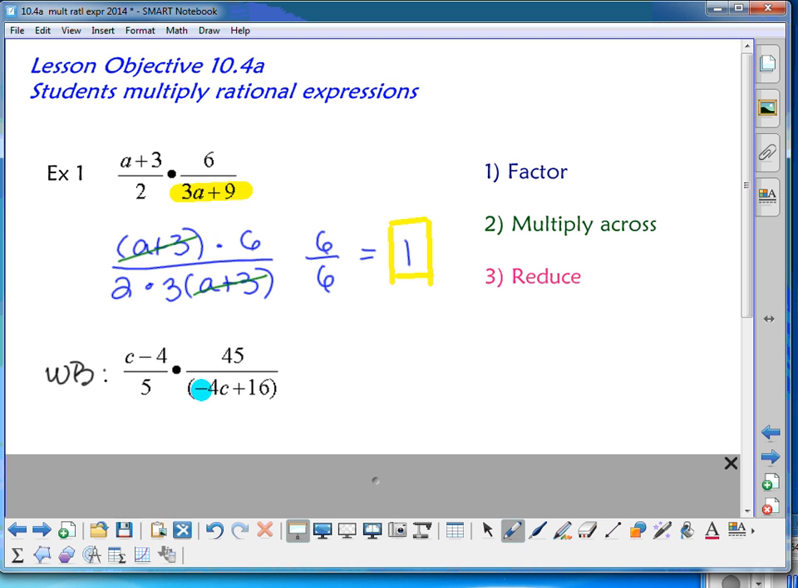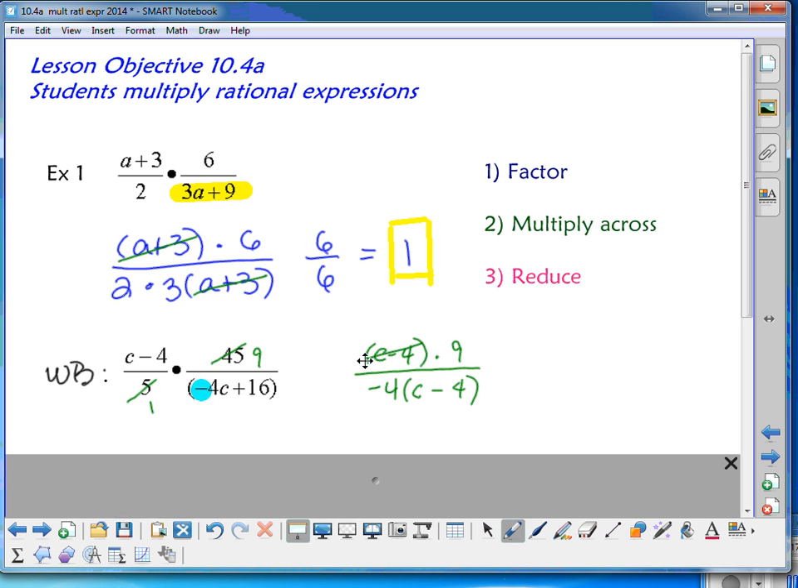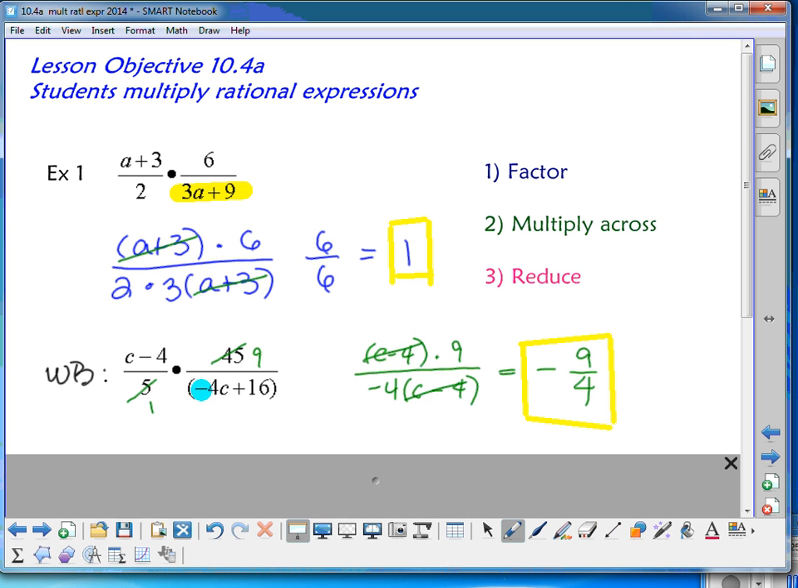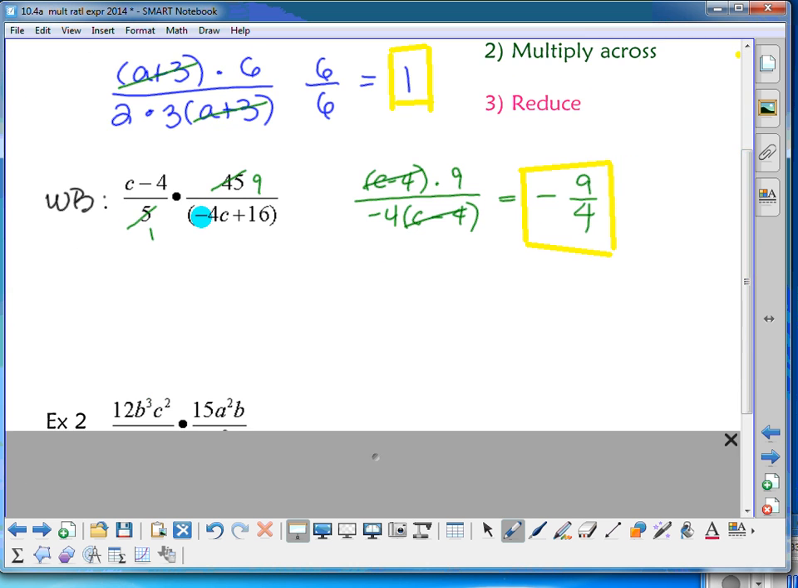Notice that you guys have a negative down here in your leading term, so just be careful with that. Okay, so what I did is I went ahead and reduced the 5 and the 9. And then on the bottom, I factored out the negative 4. And so the c minus 4's cancel out, and you're just left with negative 9 over 4. Okay? Did you figure out where you went wrong? Okay. All right, let's take a look at another example for your notes.